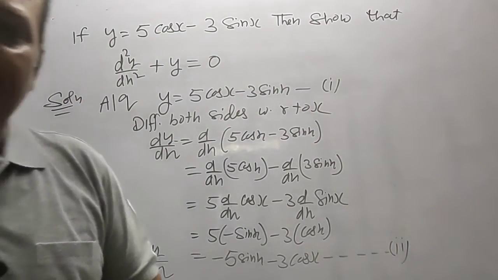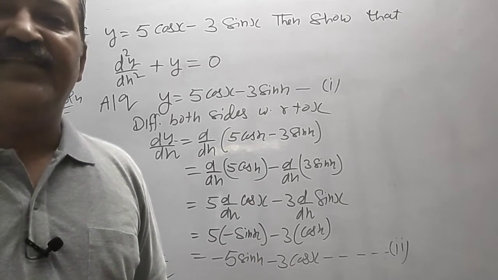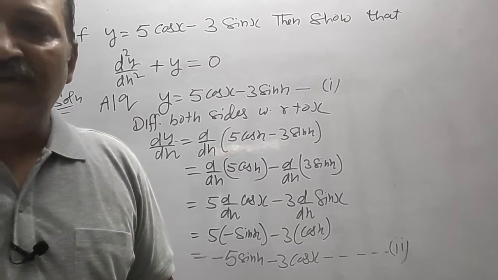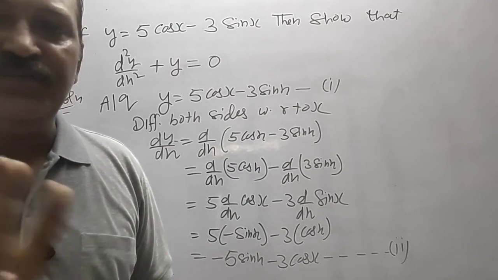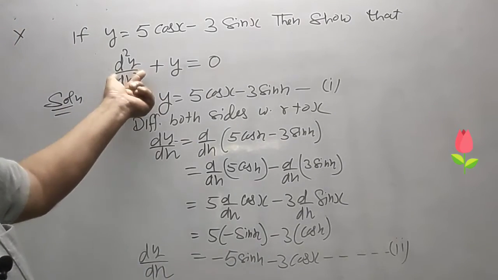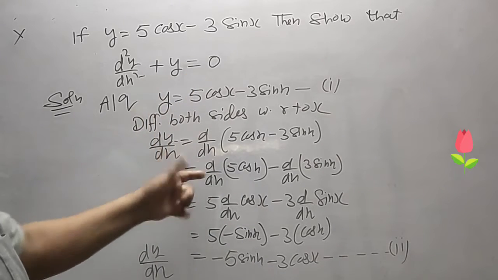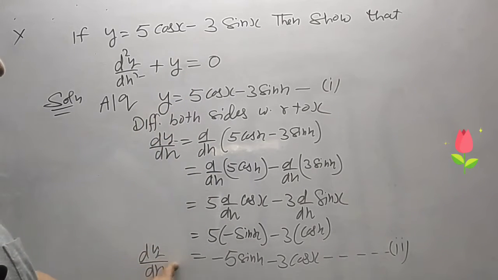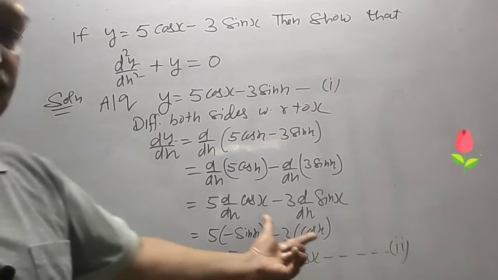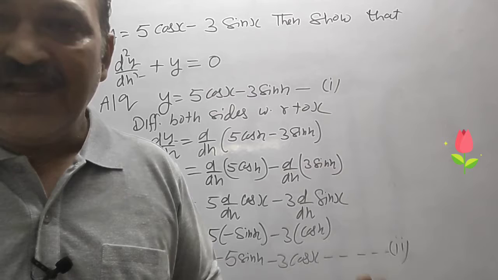In order to find the second order derivative, you have to first find the first order derivative. Without finding the first order derivative, you cannot find the second order derivative, because in this question we need d2y upon dx square. Therefore, first of all, you have to find dy upon dx. Then again differentiating equation number 2, you have to find the value of d2y upon dx square.